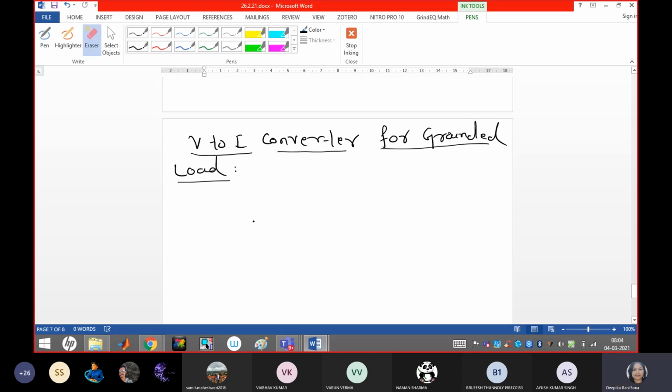One question I may ask from this topic: derive the relation between IL and Vi for the case of grounded load or floating load.